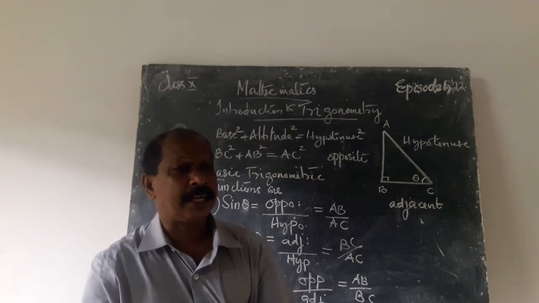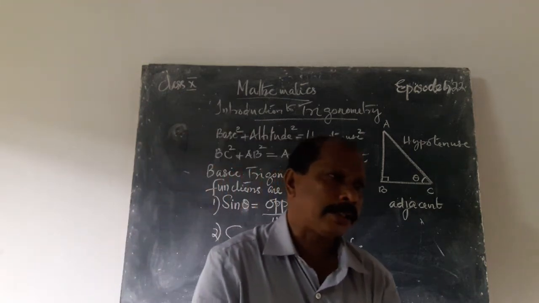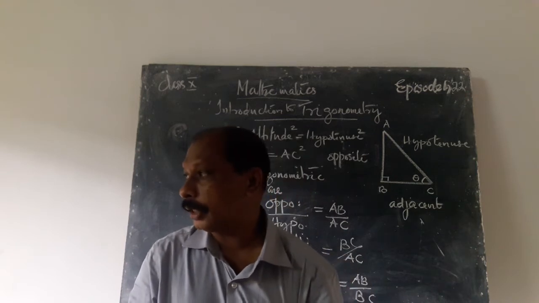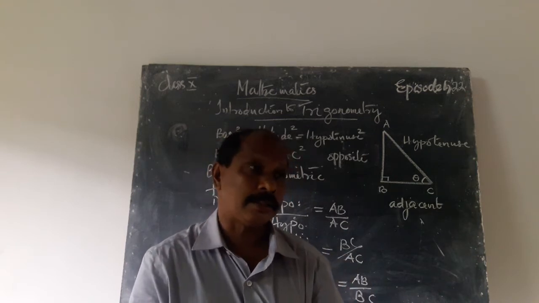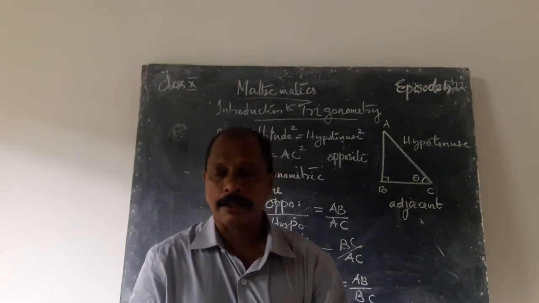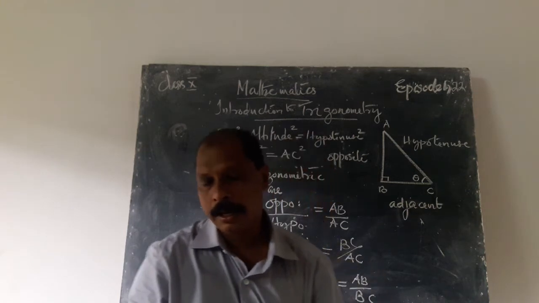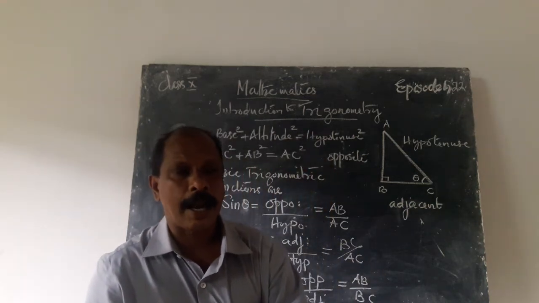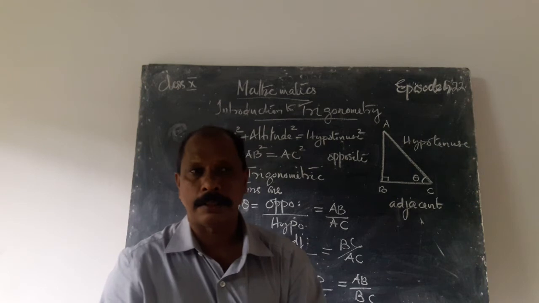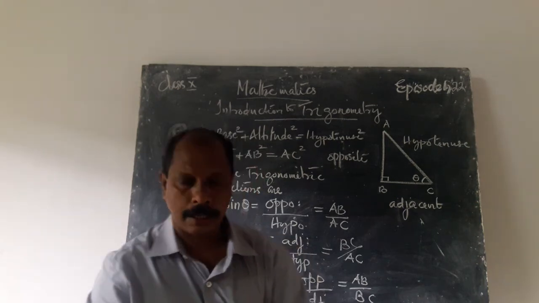Then let us consider the angles at C or A. They are acute angles, because one angle is 90 degrees, so the sum of the other two angles is also 90 degrees. For example, the angle at C is 60 degrees and the angle at A is 30 degrees. Or the angle at C is 45 degrees and the angle at A is also 45 degrees. Or the angle at C is 10 degrees and the angle at A is 80 degrees, because if one angle is given, the other angle is 90 minus that angle.